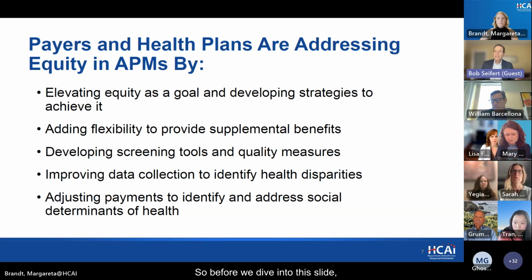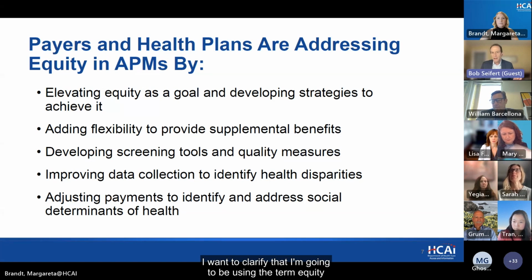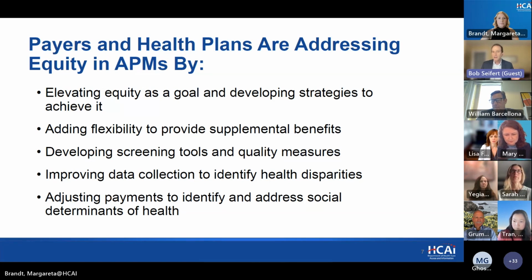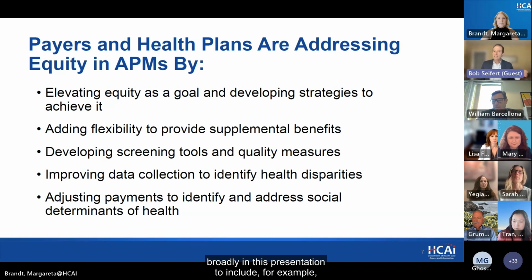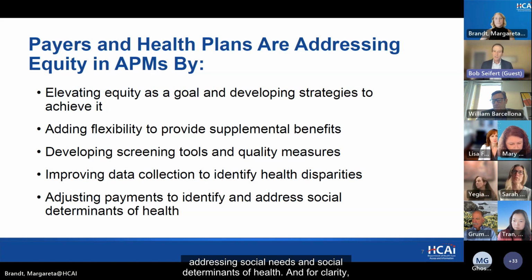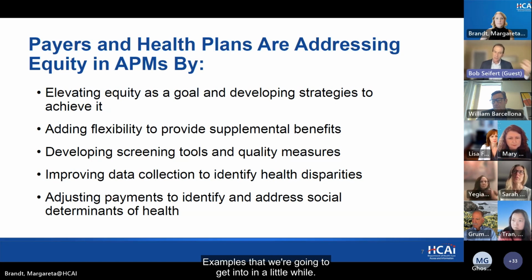So before we dive into this slide, I want to clarify that I'm going to be using the term equity broadly in this presentation to include, for example, the idea of reducing health and healthcare disparities and the idea of addressing social needs and social determinants of health. And for clarity, I will try to use specific terms when talking about program examples that we're going to get into in a little while.